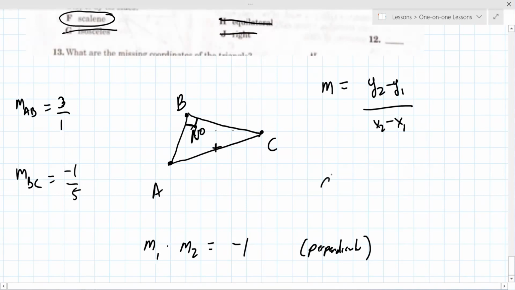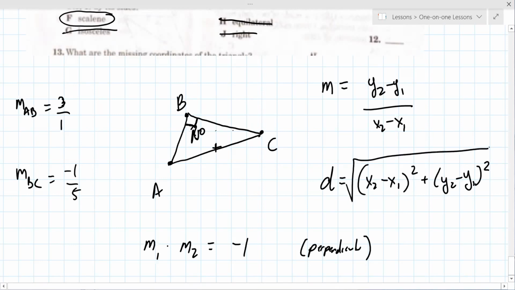You generally want to keep from having to use the distance formula here. You could do the distance formula on each one, but if you're willing to make a reasonable sketch, you can get pretty close to visually seeing what it is. All right, can we move on to 13? Yeah. All right.